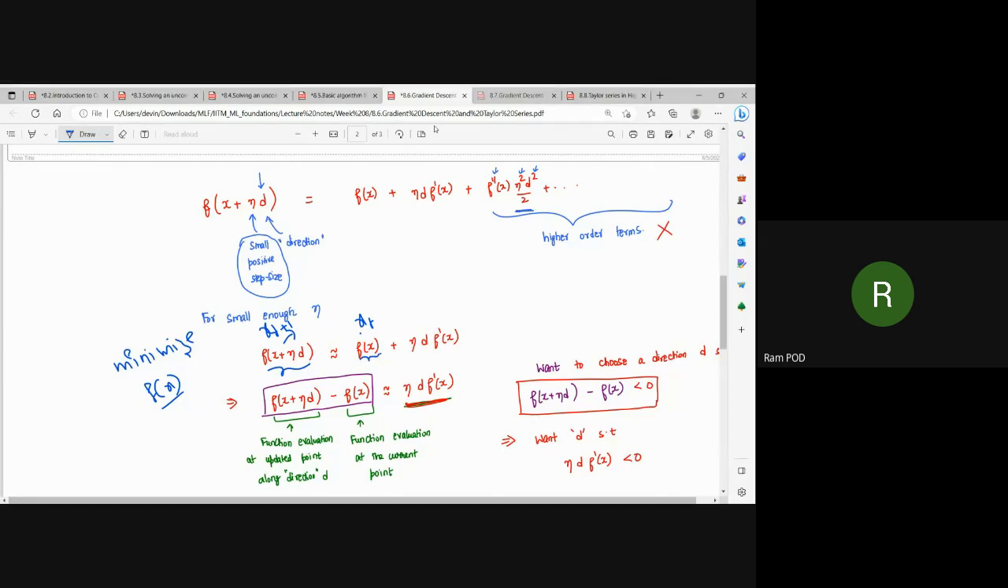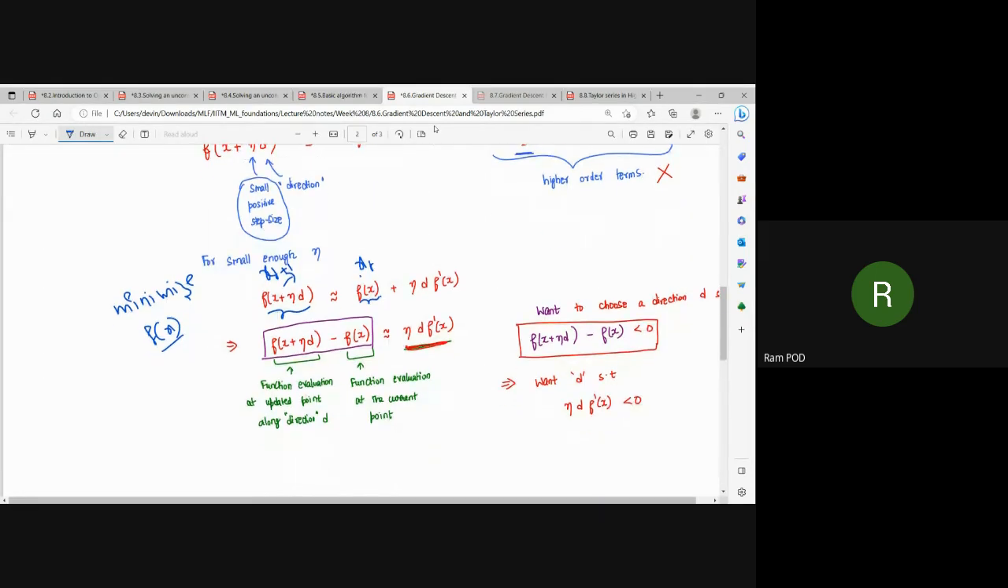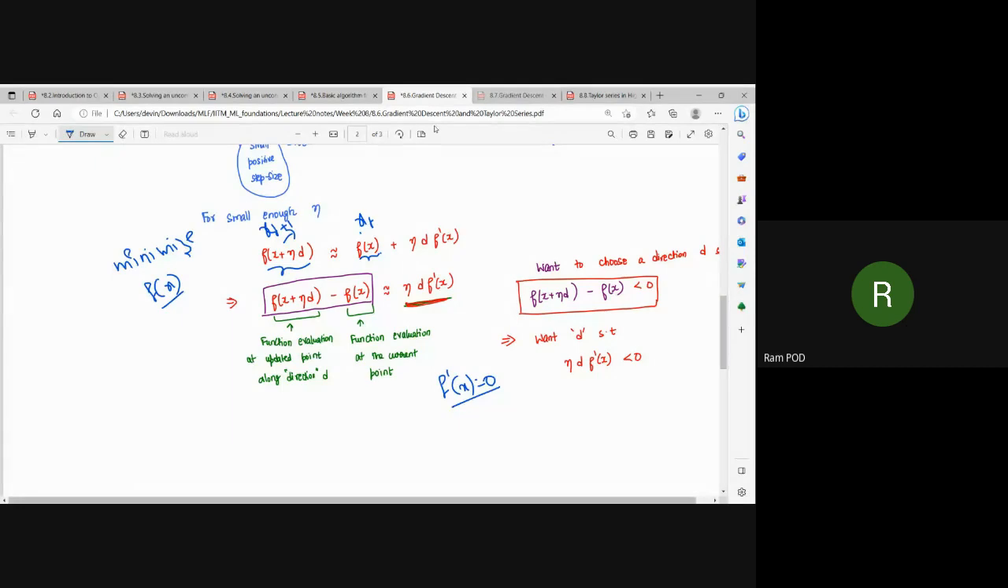Or in other words, f of x plus eta d minus f of x should always be less than or equal to 0. Since this f of x plus eta d minus f of x equals eta d f dash f x, we want this eta d f dash f x to be always less than or equal to 0. I'm saying less than or equal to 0 because it can happen that f dash f x equals 0, at the local minimum or the global minimum. So that's why I said less than or equal to 0, even though it's written here less than 0. We want it always to be less than or equal to 0.